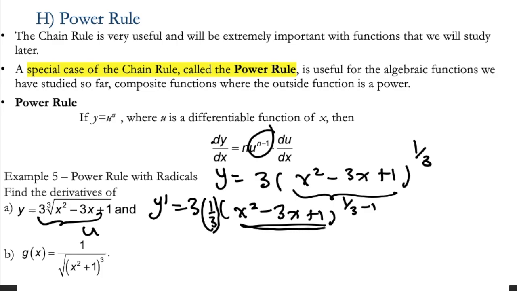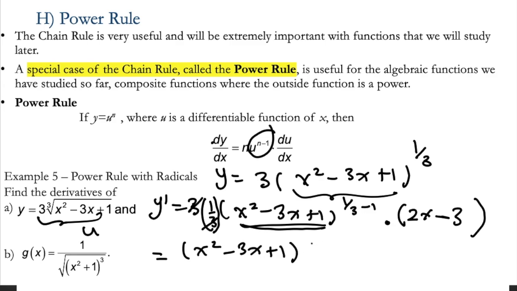And then this one, the power 1/3 minus 1. But because inside here you don't just have x, but you have some other things, x squared minus 3x plus 1, then you multiply inside, you differentiate as usual. X squared becomes 2x, minus 3x becomes 3, plus 1 becomes 0, because it's a constant when you differentiate. Then that's it. You simplify further, 3 times 1/3, you can cancel, so it becomes x squared minus 3x plus 1. 1/3 minus 1 becomes minus 2/3, isn't it? Multiply by 2x minus 3 in bracket.